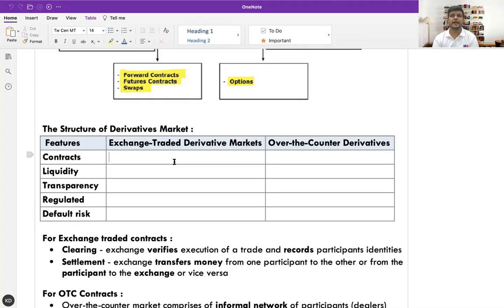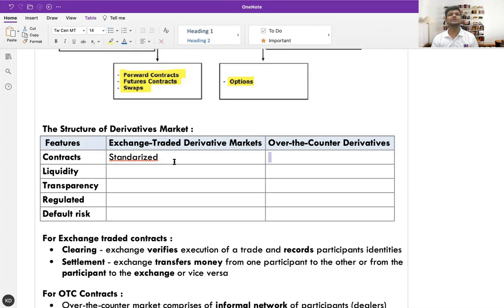Who decides how the contracts will be? Do you decide or does the exchange decide? The exchange decides. So exchanges generally decide, and they have the standardized contracts. What do I mean by standardized contracts? That the contract size, the contract's duration, the contract prices, of course, the prices will be derived by demand and supply, but the size and the maturity of the contract are decided by the exchange.